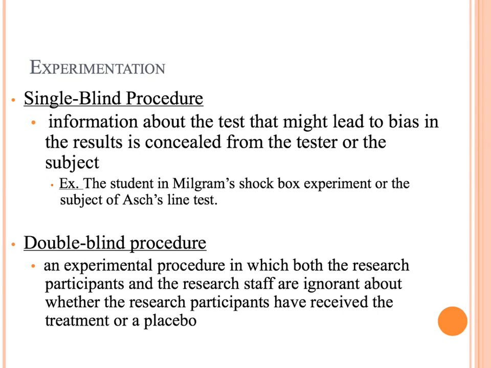Conversely, the double-blind procedure is an experimental procedure in which both the research participant and the research staff are ignorant about whether the research participants have received a treatment or a placebo. This procedure is more common in experimentation involving drugs or pharmaceuticals. It may help to further explain a placebo, however. But before we do, it's important to note the key feature of the double-blind procedure: both the researcher and the subject are blind to who is actually receiving the manipulation. This is done to ensure that neither the subject's nor the researcher's bias impacts the results.